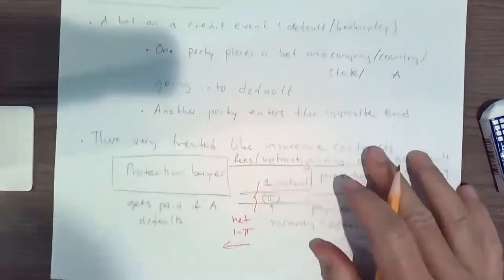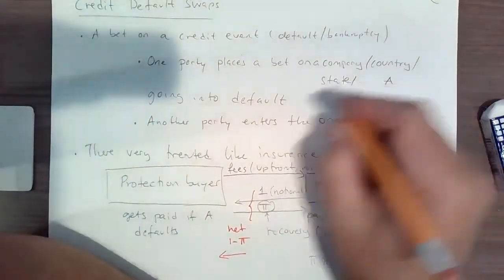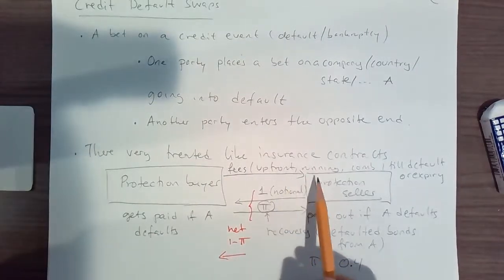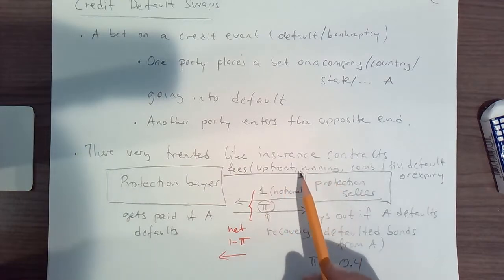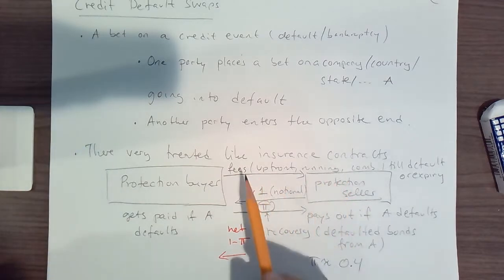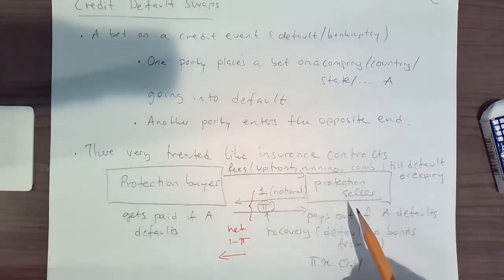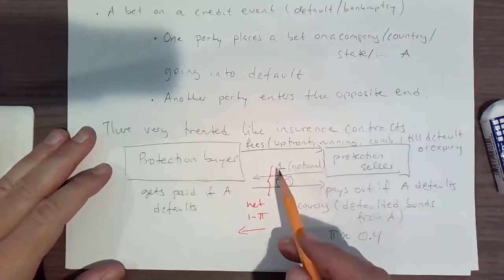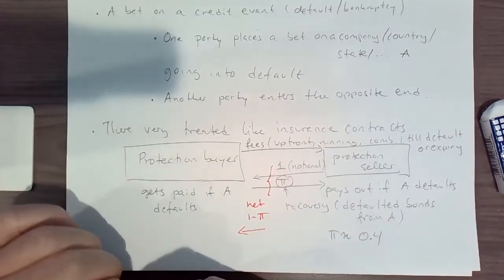Right, so you enter a deal that runs over, I don't know, say 5 years. And what you'll be doing is you'll either pay all the fees up front, or you'll be paying an annual fee, or you'll be paying every quarter. And you'll pay this fee to the protection seller. And in return, the protection seller says, well, if there is a default, I'm going to give you $1. I'll give you the notional. And in return, you will give me these defaulted bonds.